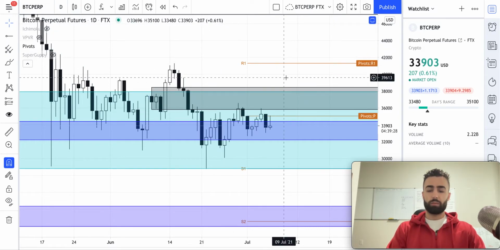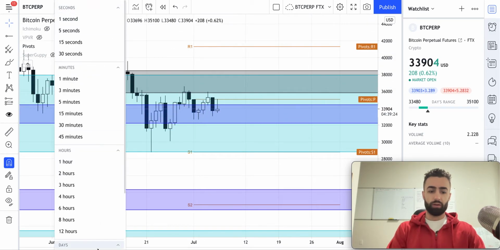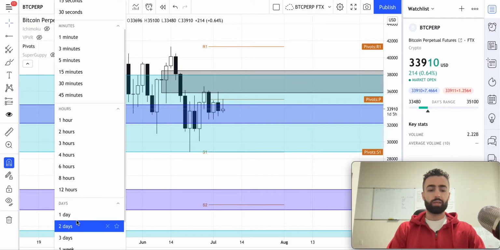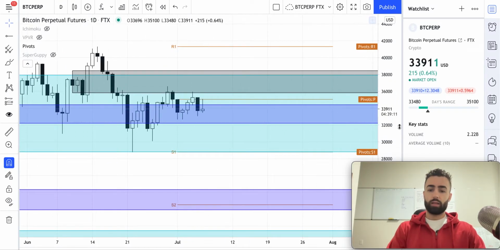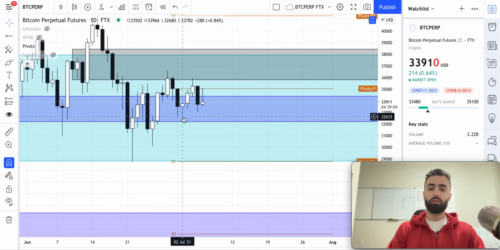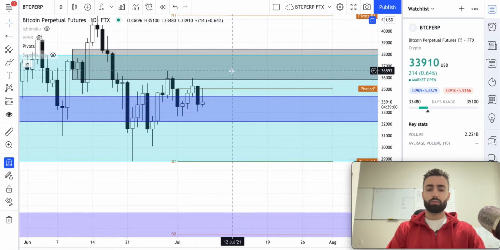If we look at this from a pivots perspective, we can see that on the 2-day time frame, the price wicked into this pivot level right here and subsequently rejected off of this point. We can see on the 1-day time frame that for the bulls, we need to hold this low, or at least hold a low above this one here at 32,680 and come up and form a higher high, so we can try to turn this into a bull trend.